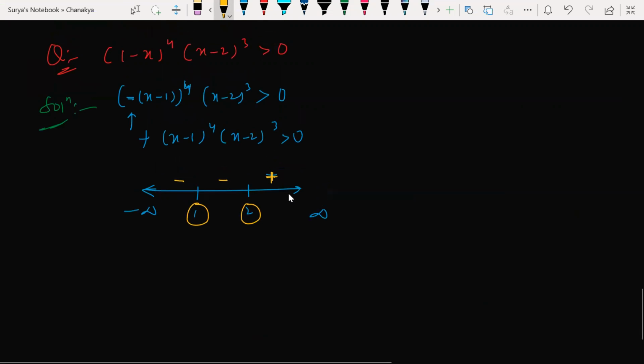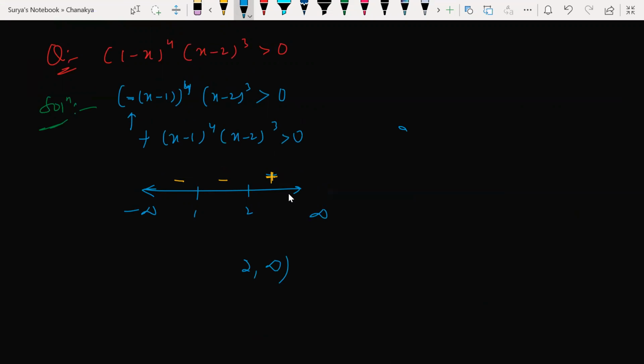Now greater than 0 I need. Greater than 0 is nothing but I need only this region. So 2 to infinity. Infinity is of course an open bracket. So can we include 2 or not here? Can we include 2 or not?